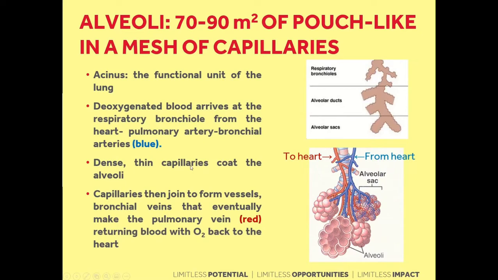So the pulmonary artery or bronchial artery will divide into many capillaries that will coat the alveoli. Then the capillaries will join back to form vessels, the bronchial vein, which will become the pulmonary vein, in red in here, that are returning the blood full or charged with oxygen back to the heart. So although it's called a vein, because it's a vessel that goes toward the heart, it is carrying blood that is full or charged with oxygen.